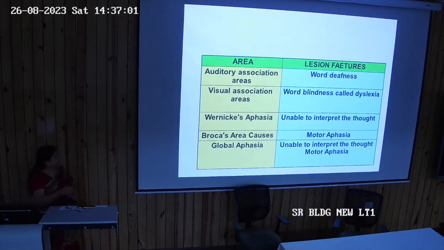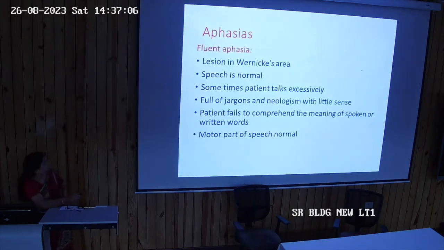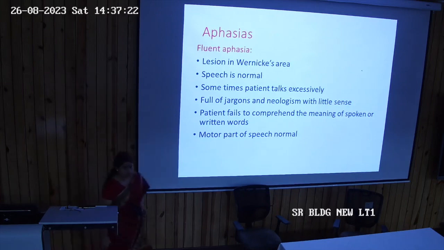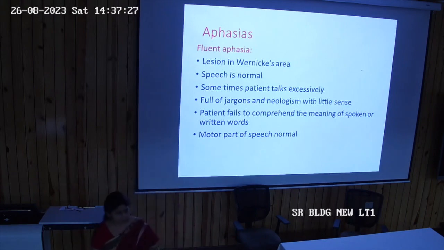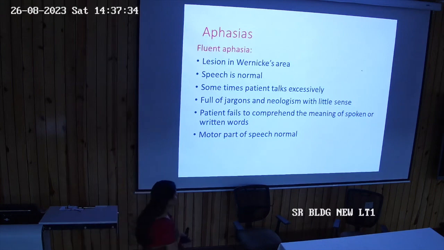Okay, so these are the different types of aphasias or dysphasias. If it is a lesion in Wernicke's area, what will be the features? Speech is normal. Sometimes the patient talks excessively, meaning fluency, full of jargons and neologisms. What do you mean by jargons? These are the features which are seen if there is some lesion in Wernicke's area.